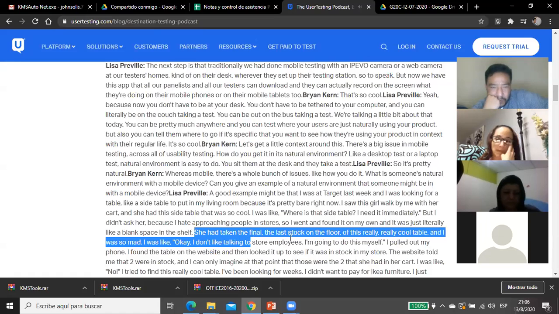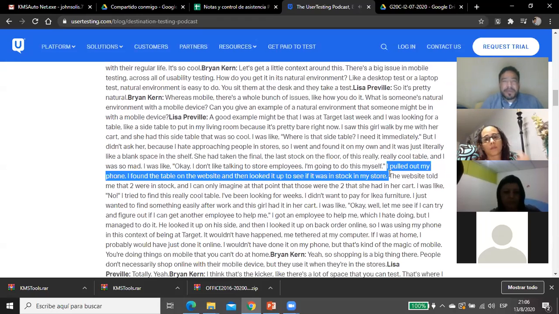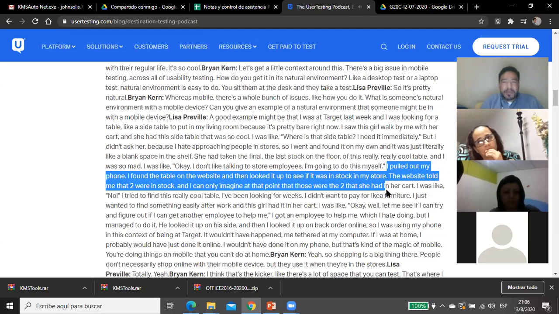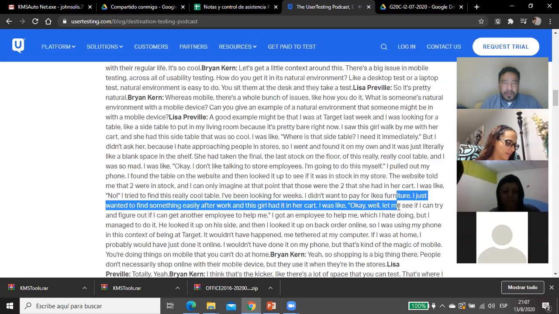So I was like, okay, I don't like talking to store employees. I'm gonna do this myself. So I pulled out my phone. I found the table on the website and then looked it up to see if it was in stock in my store. And the website told me that two were in stock. And I can only imagine at that point that those were the two that she had in her cart. I've been looking for weeks. I didn't want to pay for IKEA furniture. I just wanted to find something easily after work. And this girl had it in her cart.